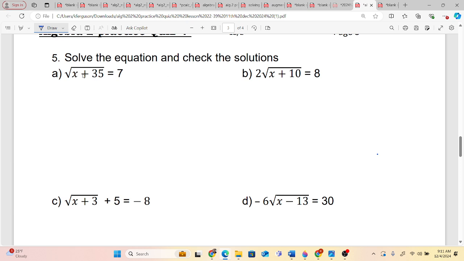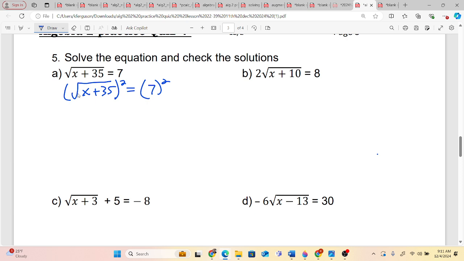So if that's a square root, I need to do the opposite or the inverse operation of square root, which guess what? Is square, or taking something to the second power. So I isolate my radical, and then I just start taking the square. So I'm going to take x plus 35 to the second power, and then I'm going to take 7 to the second power. Because remember, when I have an equation and I do the same operation on both sides, it doesn't change the overall value of the equation.